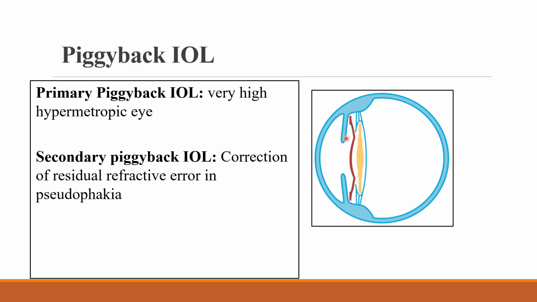Piggyback IOL. Here we can see the shape of piggyback IOL. Primary piggyback IOL, for very high hypermetropic eye, and secondary piggyback IOL, for correction of residual refractive error in pseudophakia.